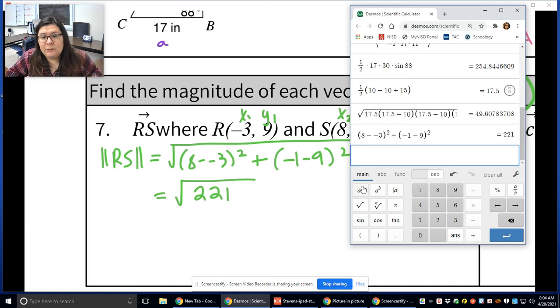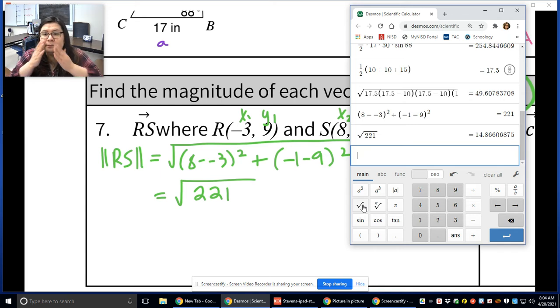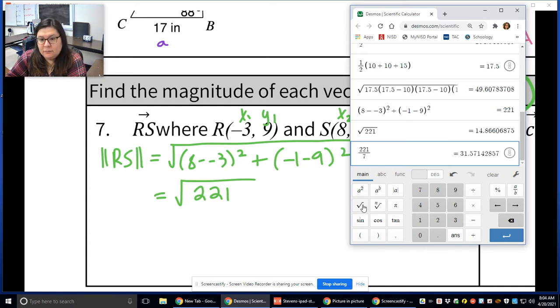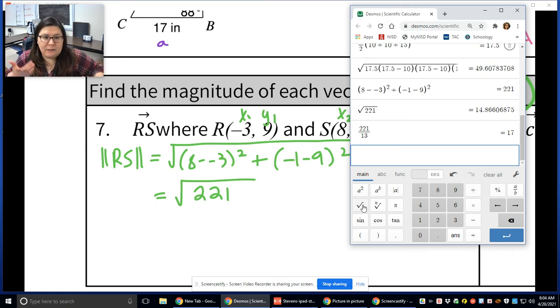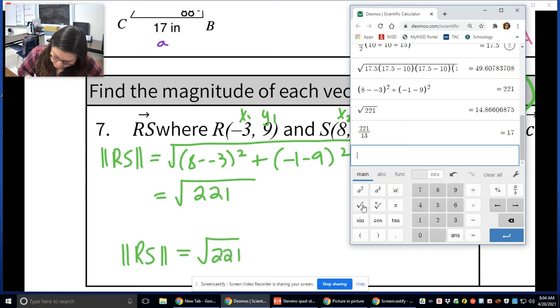Okay, now is 221 a perfect square? I honestly don't know, so let's check. No, it is not. So we can check to see if we can simplify 221. You can't divide by 2, can't divide by 3. I'm just checking. It's 13 times 17, and those are two primes. So it's actually not going to simplify. This is a kind of weird case. So the magnitude of RS is equal to the square root of 221.